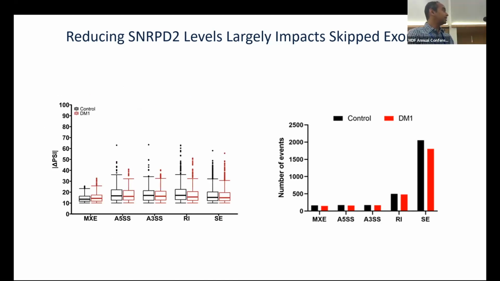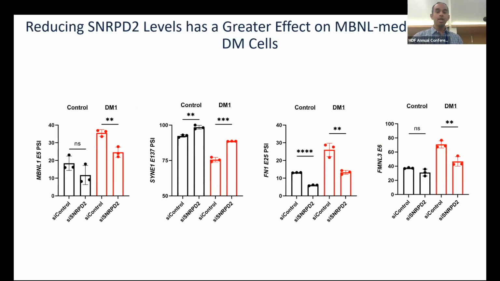When we looked at the individual events and measured the absolute delta PSI for these categories, we noticed that across both the control and DM1 cells, you generally had a comparable delta PSI change when we knocked down SNRPD2. So this didn't indicate a general difference between the DM1 and control cells. However, when we looked at MBNL regulated alternative splicing, we saw that the delta PSI changes were greater in the DM1 cells.